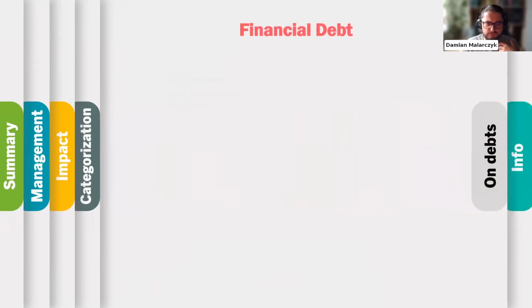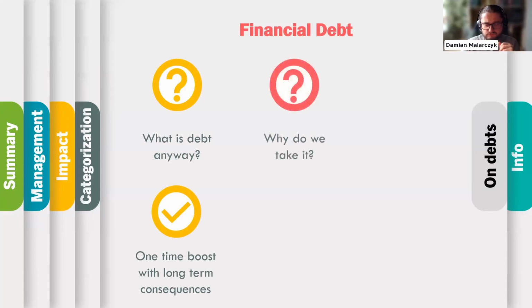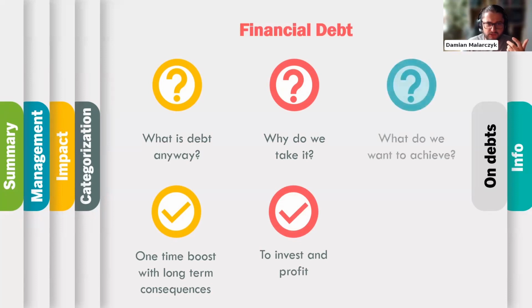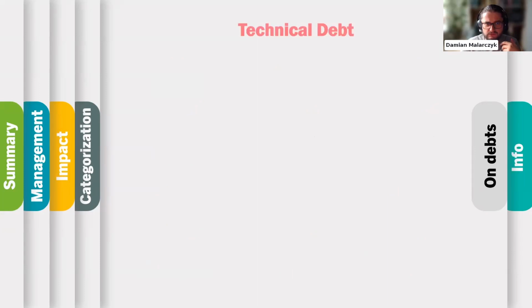Okay, so let's talk a little bit about the financial tech debt itself. Because that is kind of a debt that most of us understand how it works, right? But what is it actually? That is basically a one-time boost that will have some long-term consequences. And why do we even take it? Well, usually that is to invest for profit. And the goal that we want to achieve is simply to profit on the boost enough to cover those consequences. And technical debt is pretty much the same in construction, but it differs in a significant way.